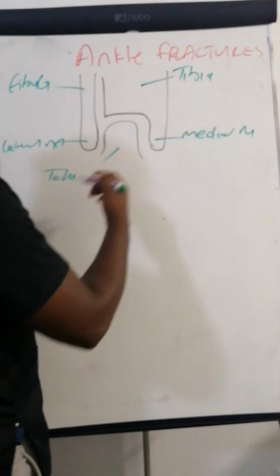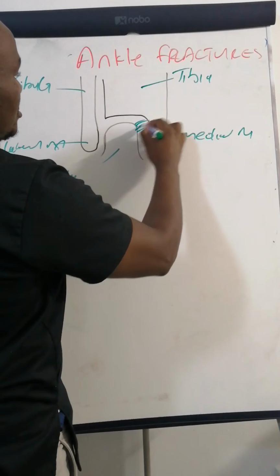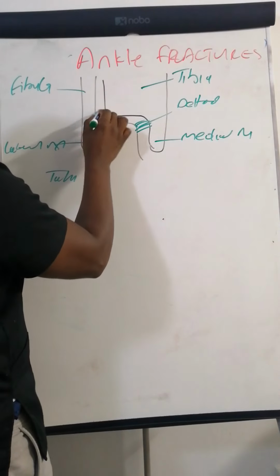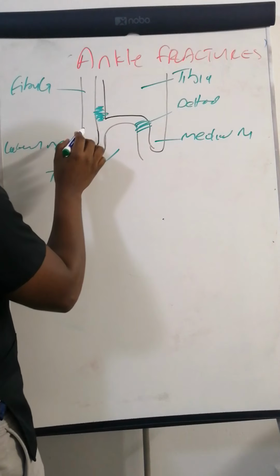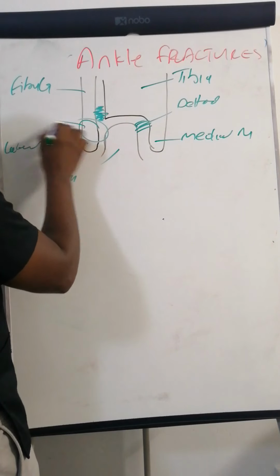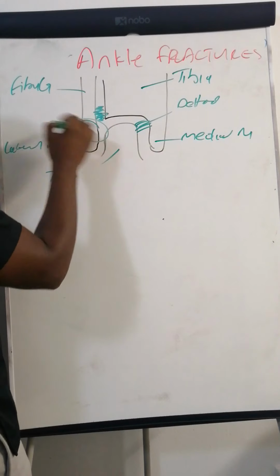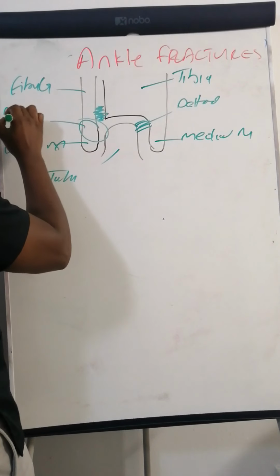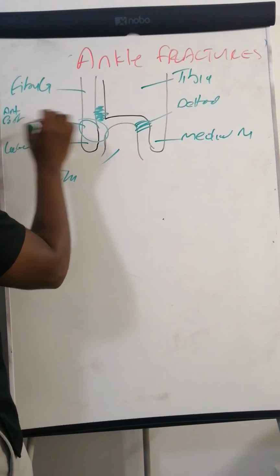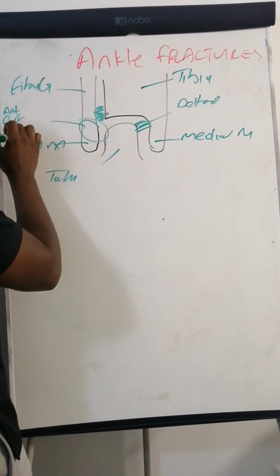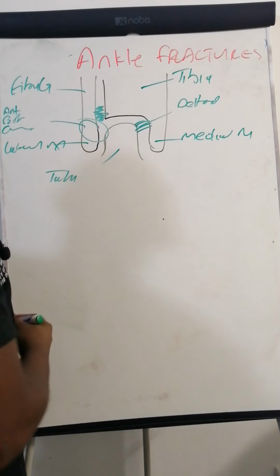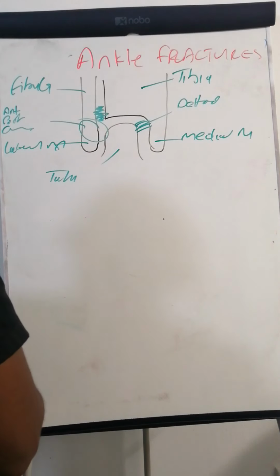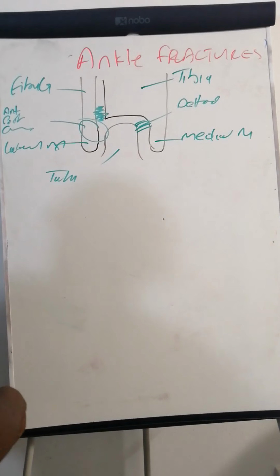The ligament complex that you find on the medial side is your deltoid. There's a syndesmosis ligament here, and then you find three ligaments here: the anterior talofibular ligament, your posterior talofibular ligament, and your calcaneofibular ligament. So those are your ligaments there. There are other ligaments as well, but those are the most important ones for our talk. So let's talk about fractures now.